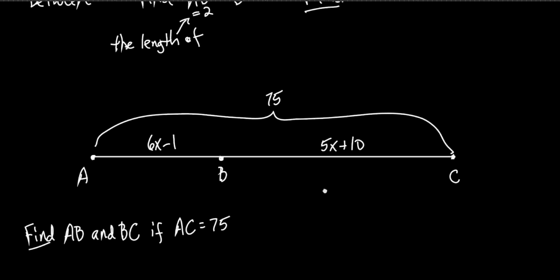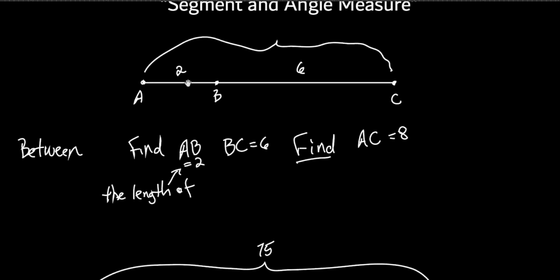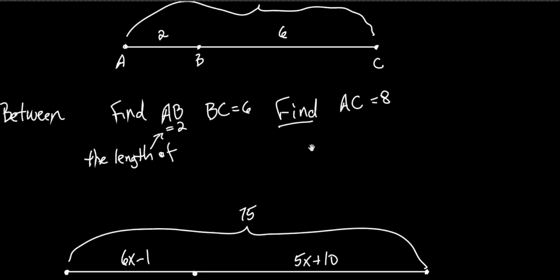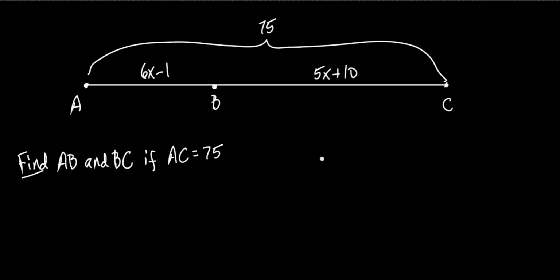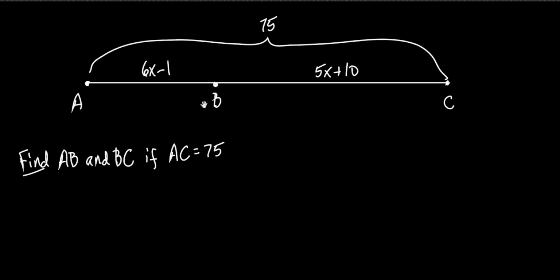They do tell you this whole thing is 75. So just like we did over here. Remember what we did? We did the 2 plus 6 equals the whole thing. It's kind of like this. All right, so we just add the two segments together and set it equal to 75. So let's do that. This is the first time that we've really done any real algebra. This is definitely not the last time. It's the first of many, many, many times.